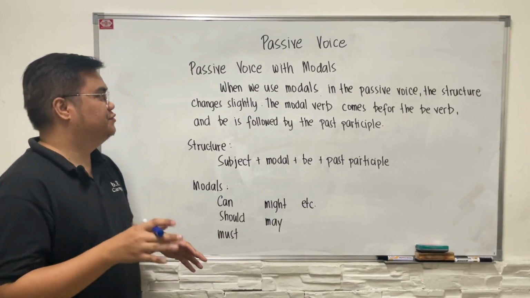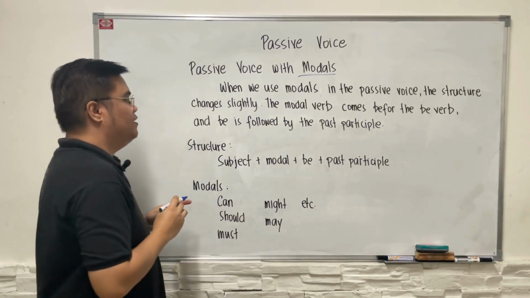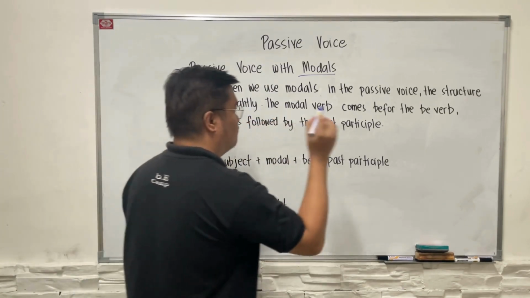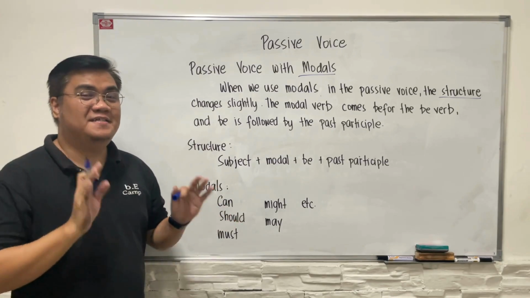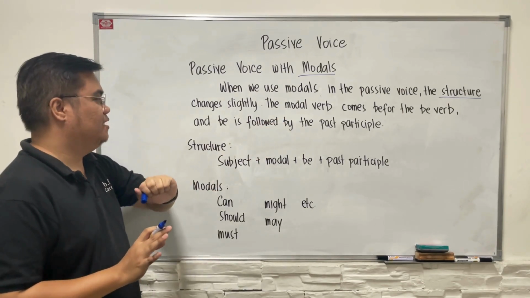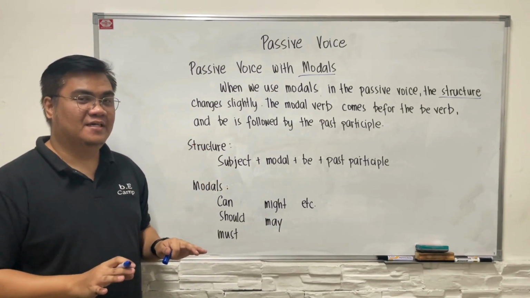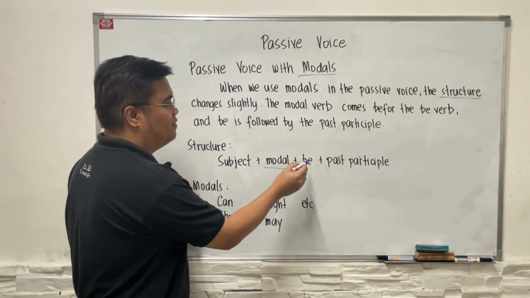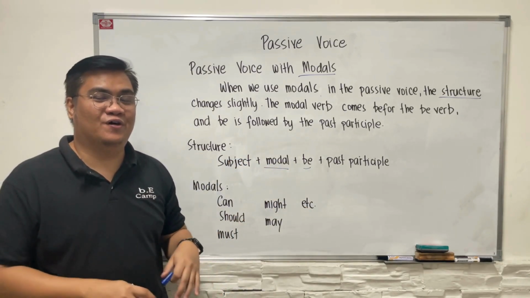Let's continue. So passive voice with modals. Okay, so when we use modals in the passive voice, the structure, only the structure, not the meaning, changes slightly. All right? The modal verb comes before the be verb, and be is followed by the past participle. Here's the structure. Subject plus modal plus be and past participle form of the verb.